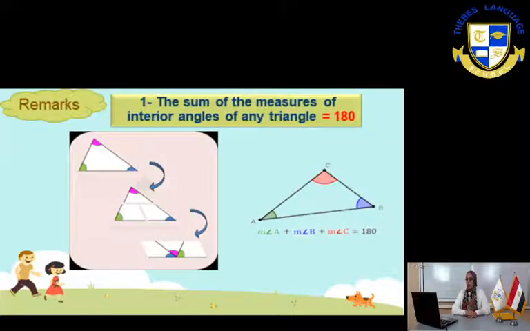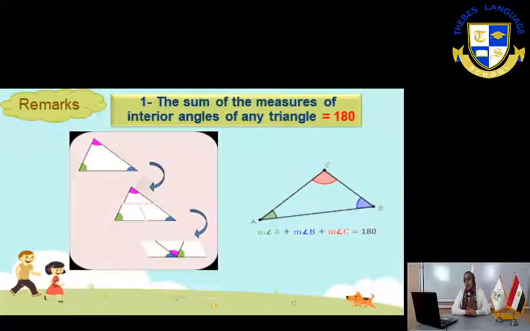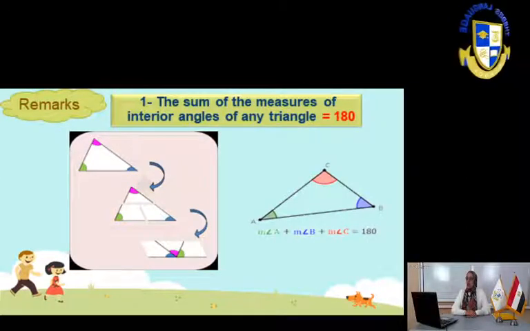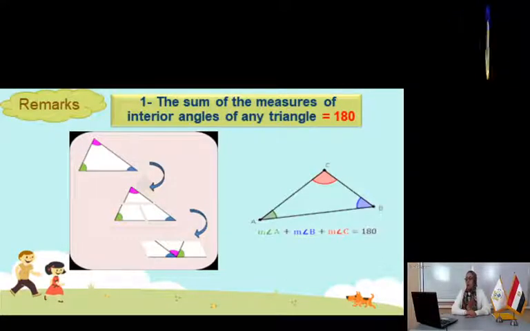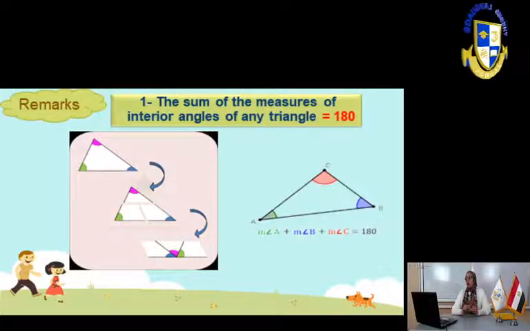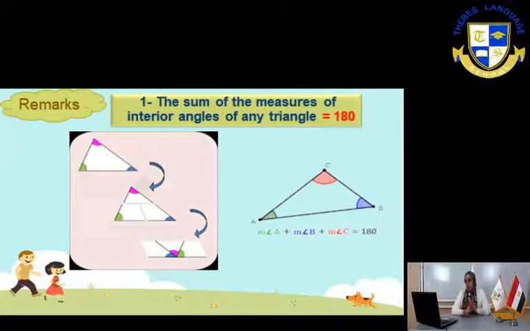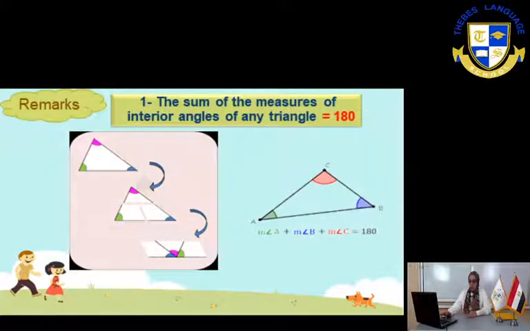And also you must remember that the sum of measures of interior angles of any triangle equals 180 degrees. It means if we have this triangle ABC, if we add the measure of angle A to the measure of angle B to the measure of angle C, we must get 180 degrees. Next.